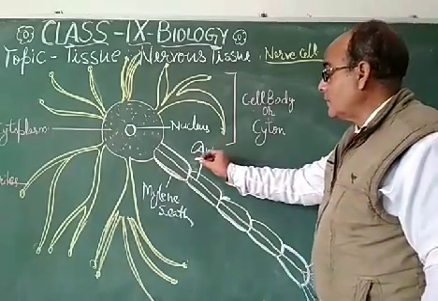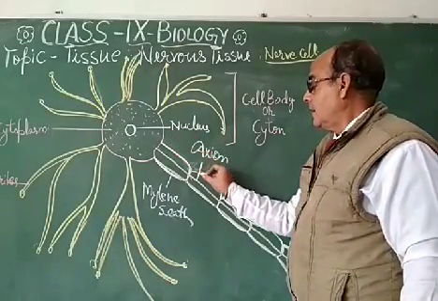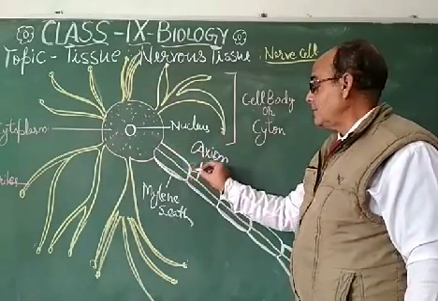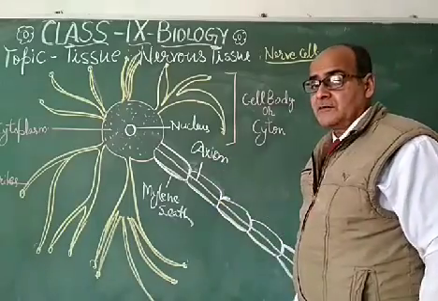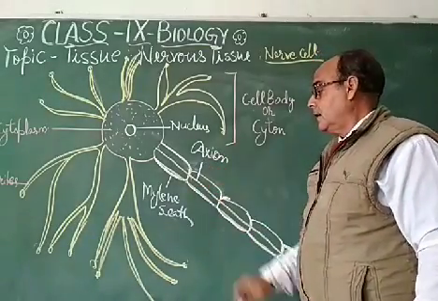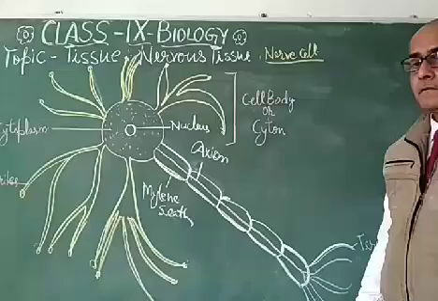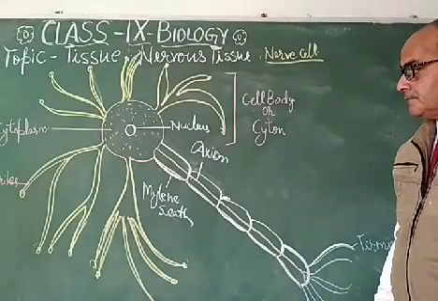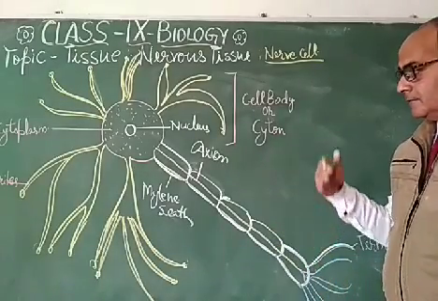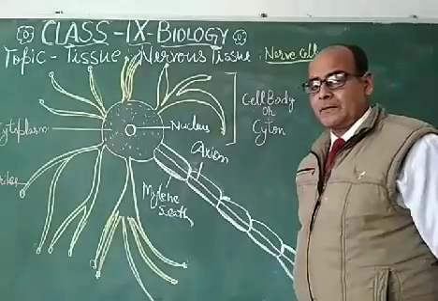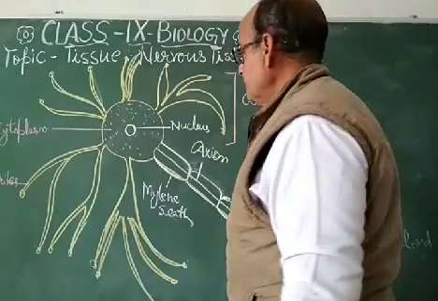And this axon is covered by a sheath. That sheath is called the myelin sheath. This is for the protection of this axon, mainly for the transmission of the messages, the transmission of electrochemical messages.